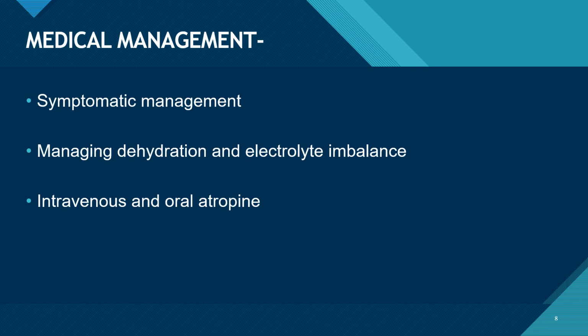Okay, next is medical management, how we are going to manage this pyloric stenosis. So first one is symptomatic management. Depending upon the symptoms, we can give treatment to the child. Next is managing dehydration and electrolyte imbalance. The main thing is we need to manage the dehydration and the electrolyte imbalance in the baby. Okay, next is intravenous and oral atropine. The physician will prescribe this atropine if the child has episodes of projectile vomiting.